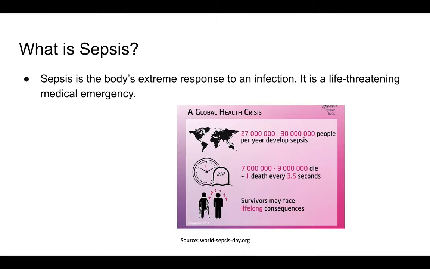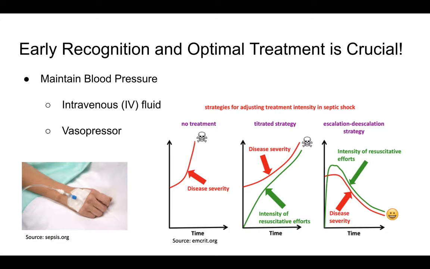Sepsis is the body's extreme response to an infection, which can cause multi-organ failure. It is a life-threatening medical emergency commonly seen in intensive care units. For sepsis management, maintaining blood pressure is a major goal. Physicians will usually prescribe intravenous fluid and vasopressor to achieve this goal. So we can frame sepsis management as a reinforcement learning problem.